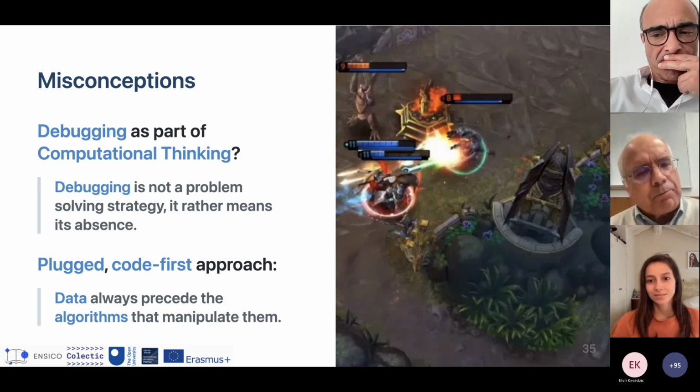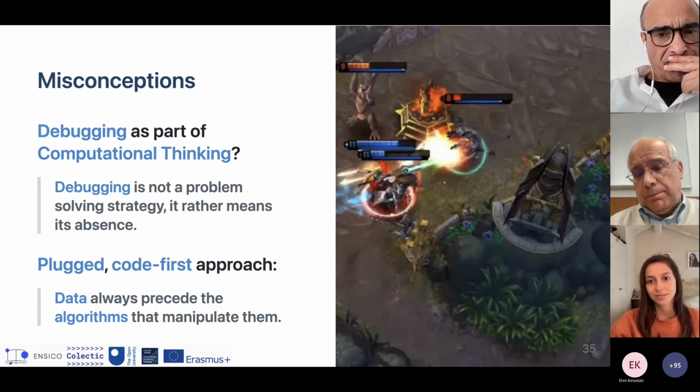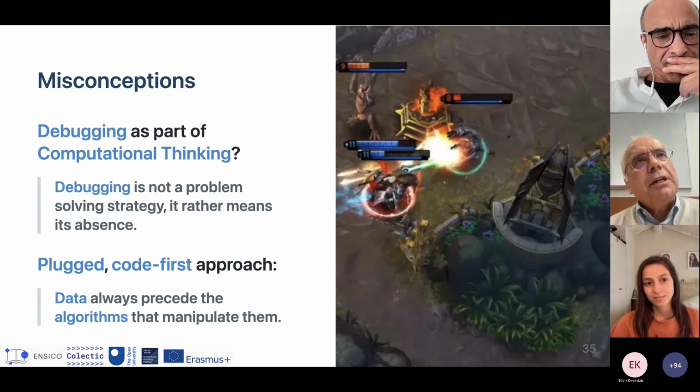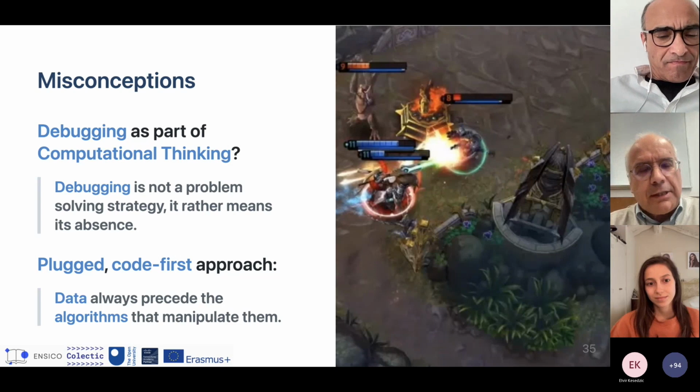There are many plugged approaches. Ours isn't plugged in the first place, it is unplugged. But for the plugged approaches, it's a code-first approach. Our experience is starting to teach that code is not right. It's far more difficult because, as I will explain in the second part, data always precede the algorithms that manipulate them.